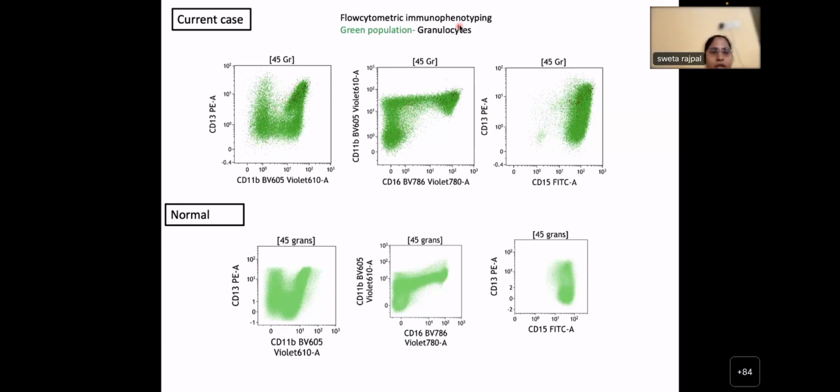Yeah. So yes, in the 13 versus 11B pattern, we are supposed to see this U pattern, which is missing. Again, 13 down regulation is there, and clustering is happening in the 11B versus 13 plot. While in 11B versus 16 and 13 versus 15, the maturation pattern is almost maintained. We can see an inverted 7 kind of pattern, both in our case as well as normal. And CD15 is present in all granulocytic cells. So basically the pattern is maintained in 13 versus 15.